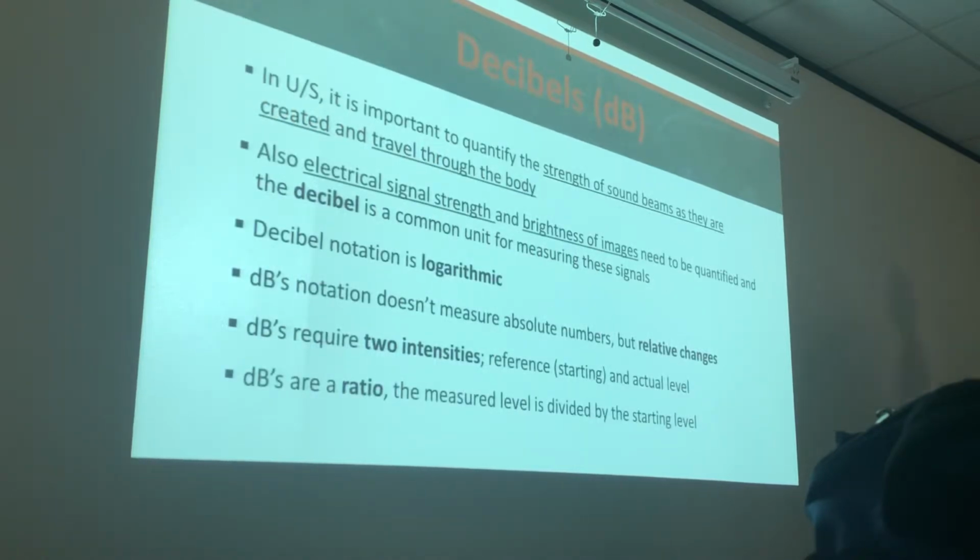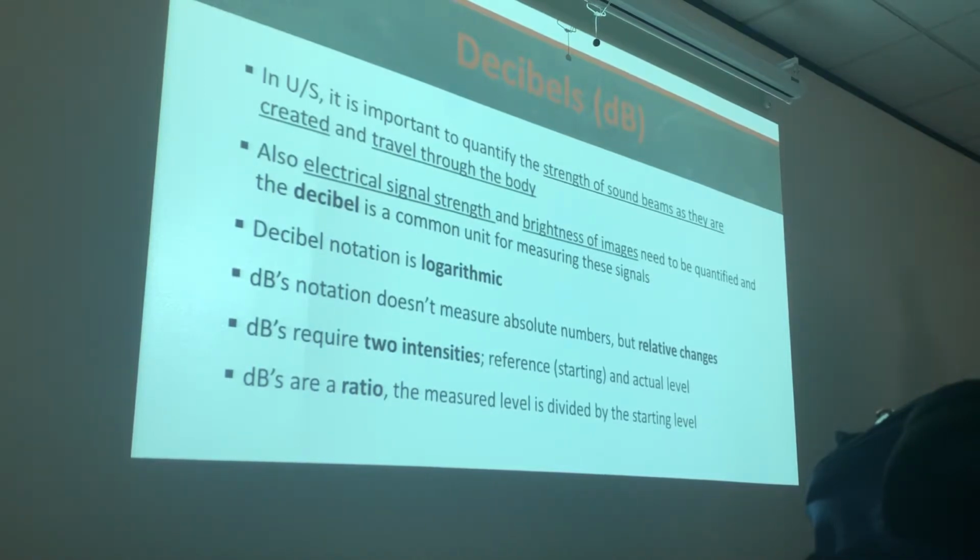Okay? In ultrasound, it is important to quantify the strength of sound beams as they are created and propagate through the body. Also, electrical signal strength and brightness of images need to be quantified. The decibel is a common unit for measuring these signals. These are just some facts about logarithms, so in your book, highlight these. Okay? Decibel notation is logarithmic, as I stated earlier. It's based on the power of 10. I'm going to explain why they come with that number 3 in a minute, okay?